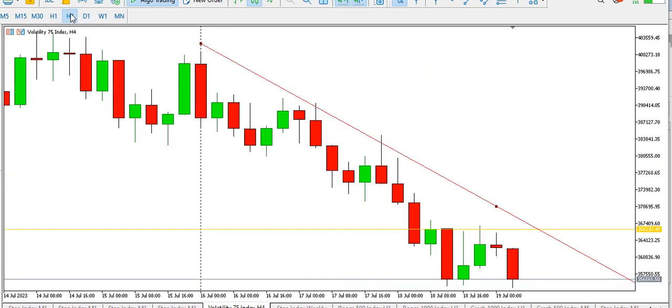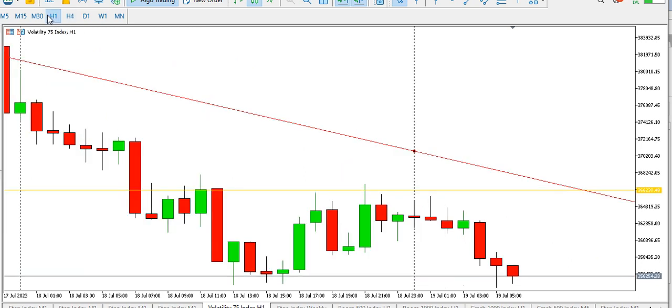Now on the 4-hour time frame, price of V75 is currently bearish. We have a high, a low, lower high, lower low, lower high, lower low, lower high, lower low, lower high. Price is about to break this structure, and we expect price to go down some more. That's for V75 on the 4-hour time frame.